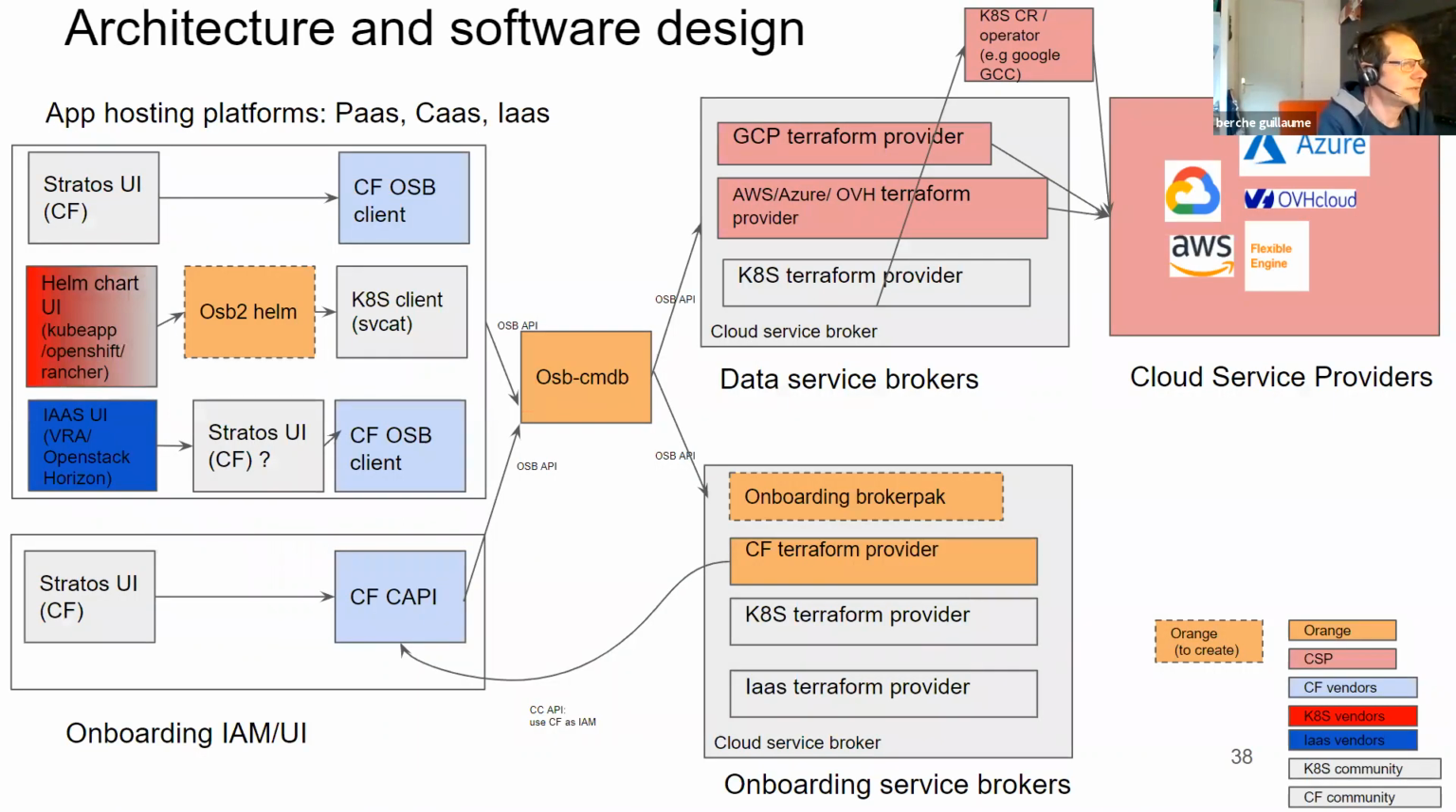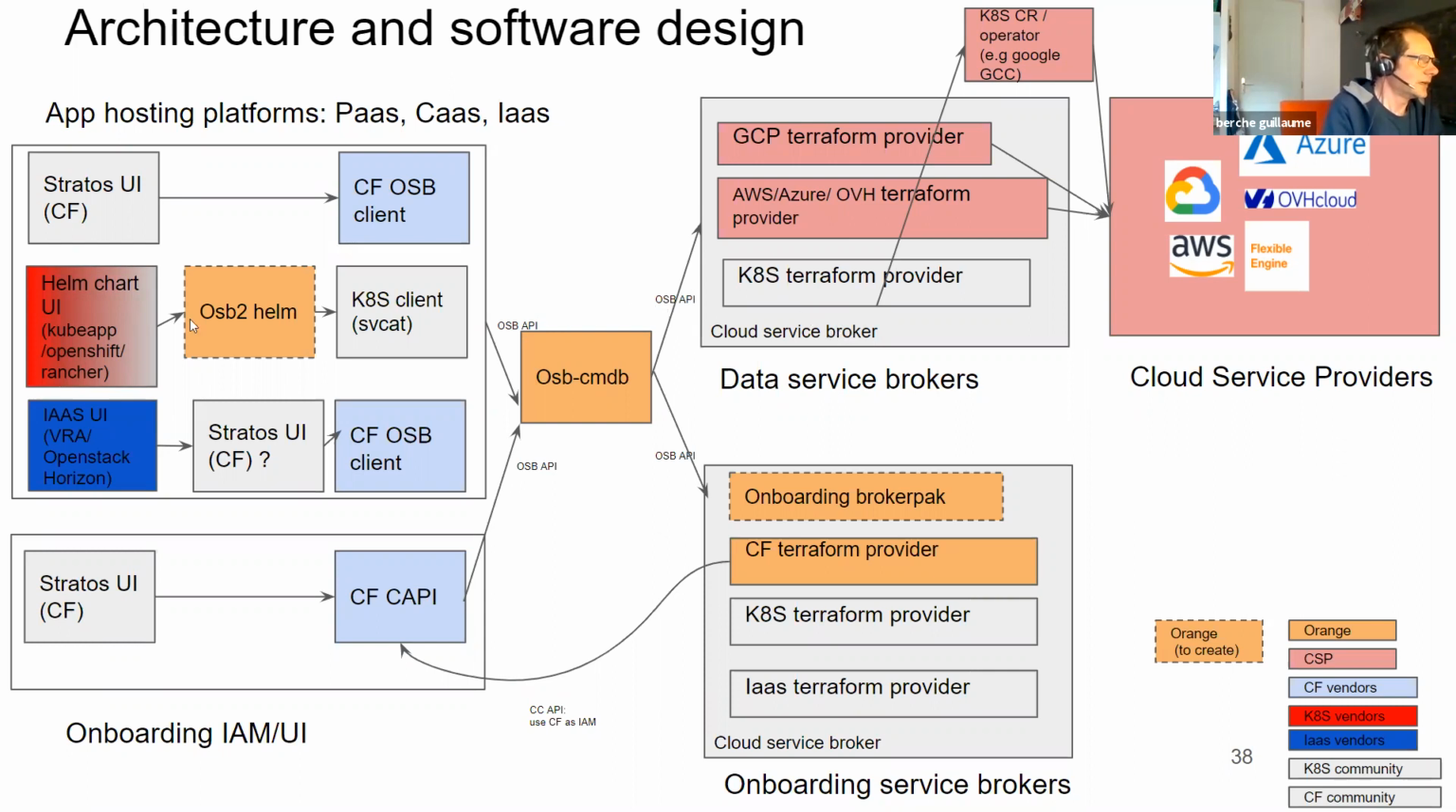So that's the way I'm considering how to implement this. On the left, we have the app hosting platforms. So it might be Cloud Foundry, Kubernetes, or IaaS. That's easy for Cloud Foundry. They consume the marketplace from Stratos or from the vendor UI. And then Cloud Foundry has an OSB client, which goes to the Osb-cmdb. And then from this, they can consume service brokers for data services.